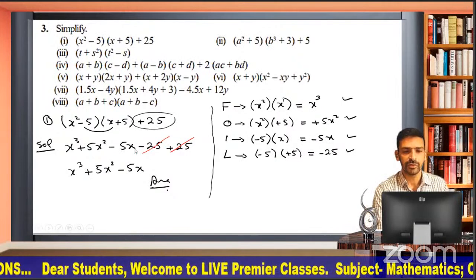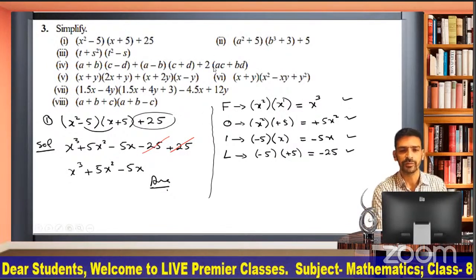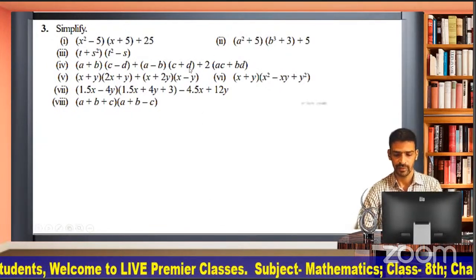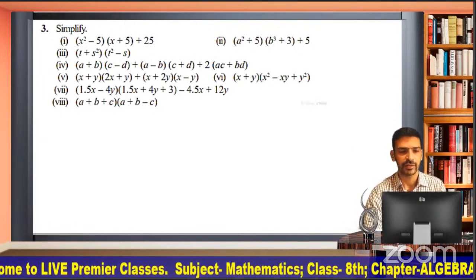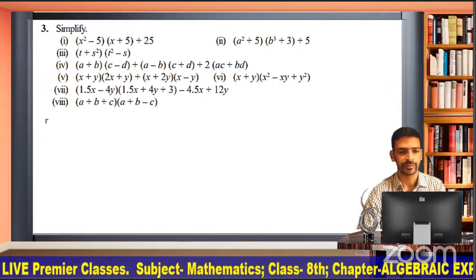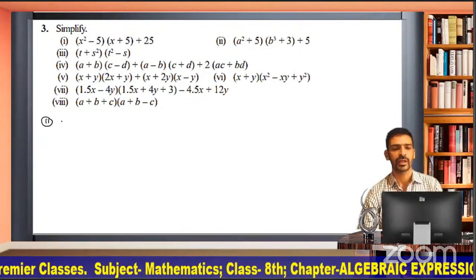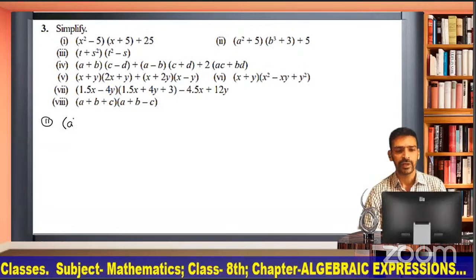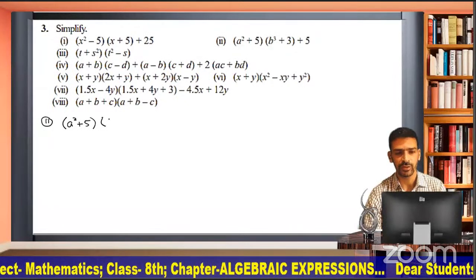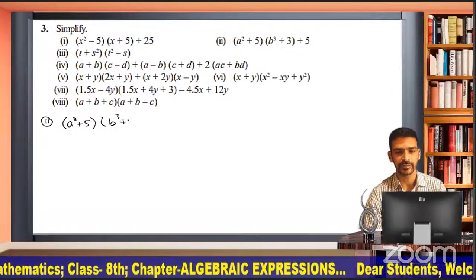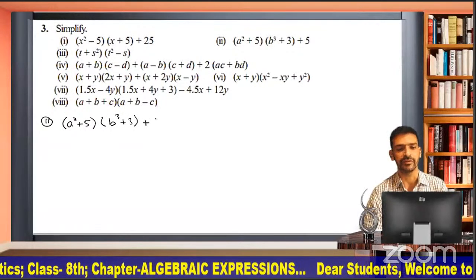Now let us come to part 2. We have part 2 here. It is a square plus 5, b cube plus 3, and we have plus 5.